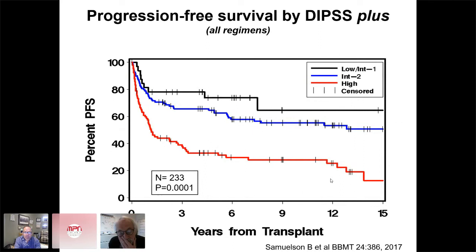or secondary myelofibrosis, classified by the DIPSS plus with the 8 parameters. And as shown here, if you are low or intermediate, there are very few patients transplanted at that stage, but the outcome is, I think, remarkable. The black line and the blue line, intermediate 2, slightly less good. And once you are far advanced in a higher risk category, the red line, clearly the outcome is very disappointing.